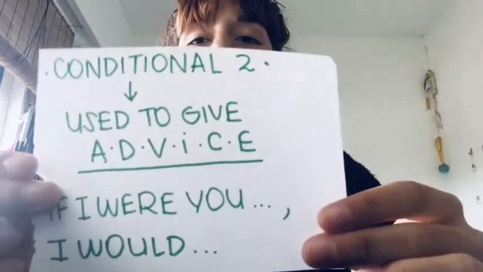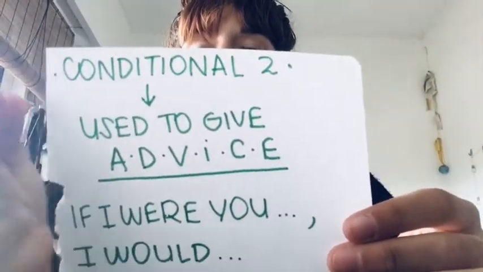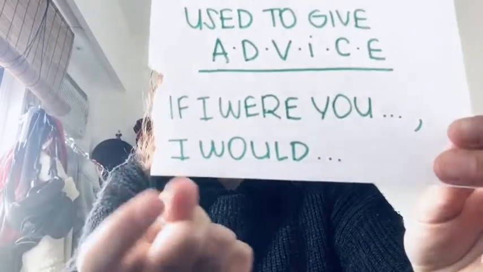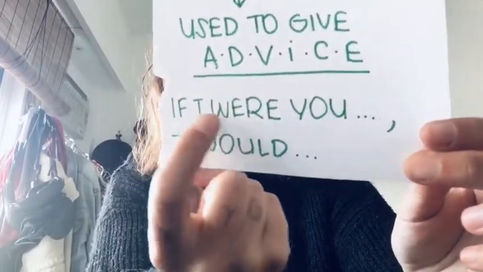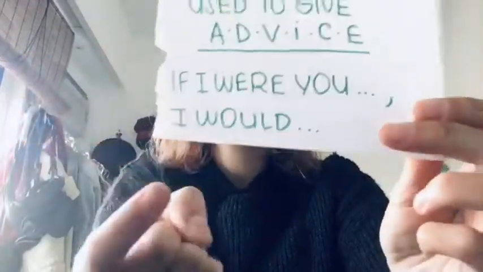So, conditional 2, we can use it for advice, and the structure basically is, if I were you, unreal past, unreal situation, si fuera vos, claramente no lo soy, I would, and conditional, algo que yo haría. If I were you, I would go to the doctor, for example, okay? It's just like the phrase in Spanish, si estuviera en tu lugar, haría tal cosa. That is the same thing for advice with conditional 2.